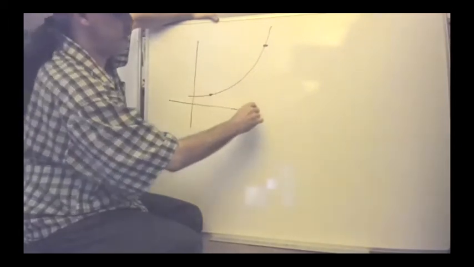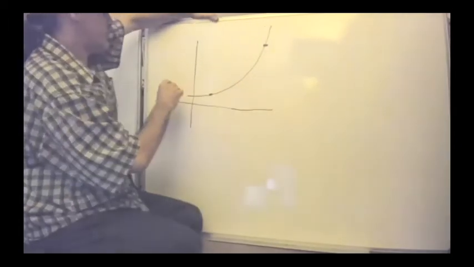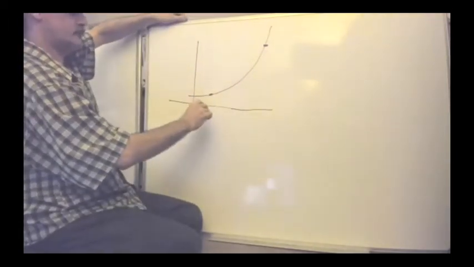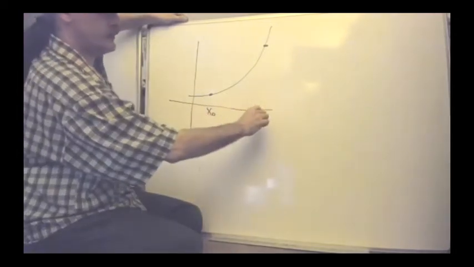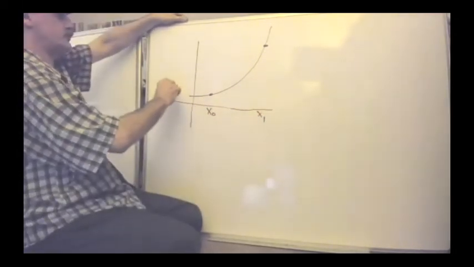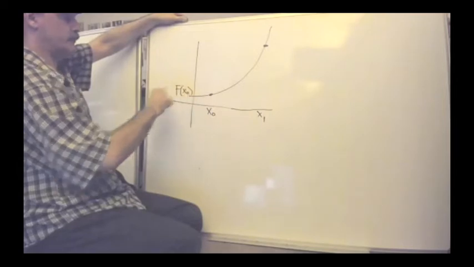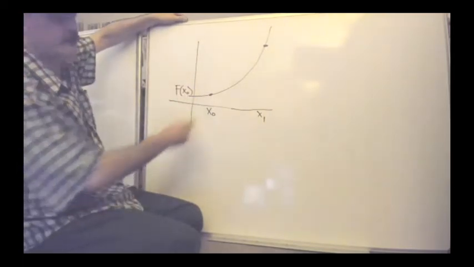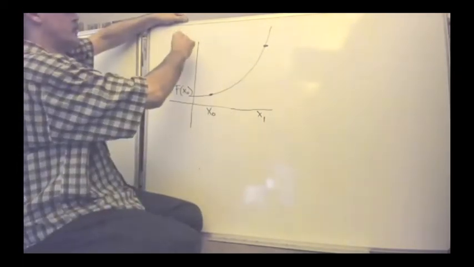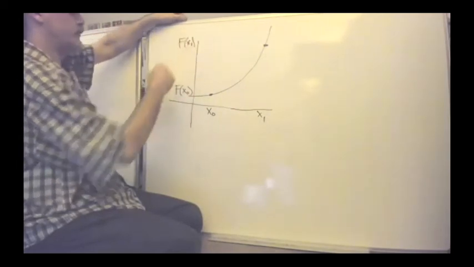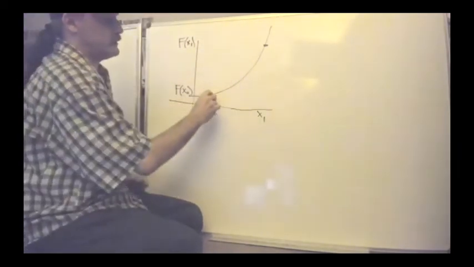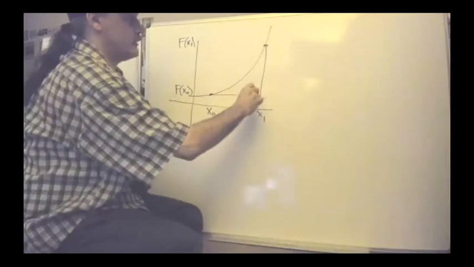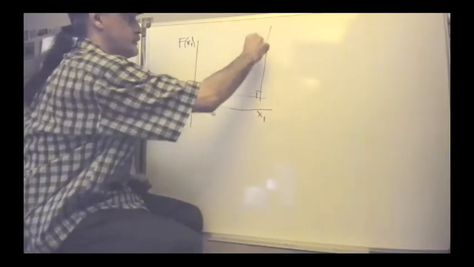And if we found the slope between these 2 points, I'm going to call this the x nod, and I'll call this x1. And so this would be the y, the output of the function at x nod, and this would be the y, the output of the function at x1. Okay, and so when we calculate the slope, that would be that.